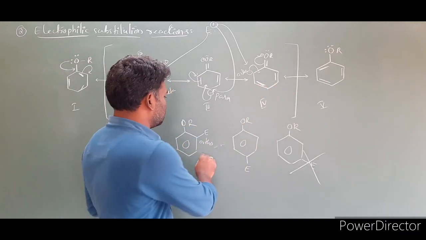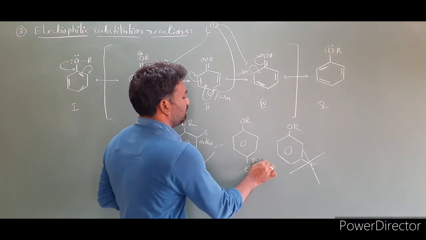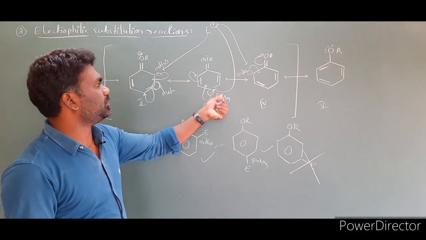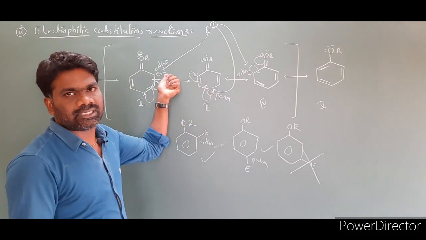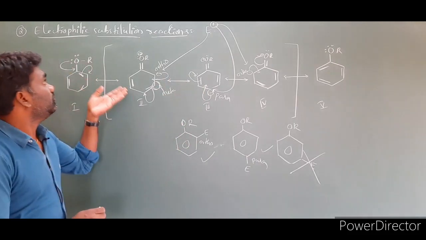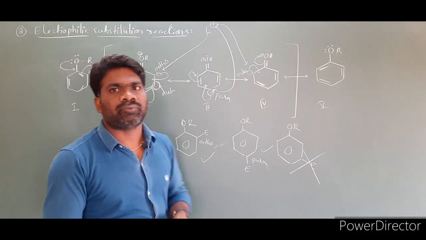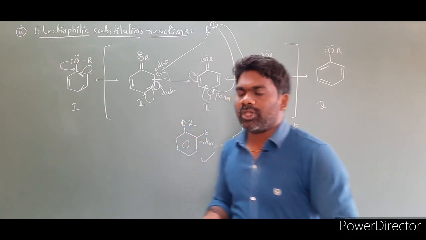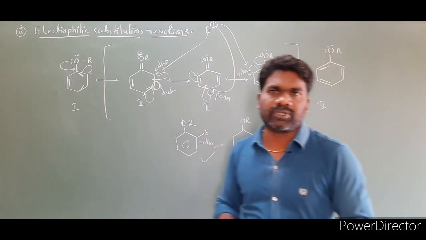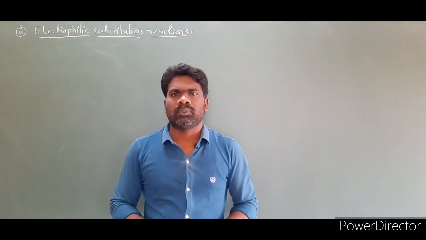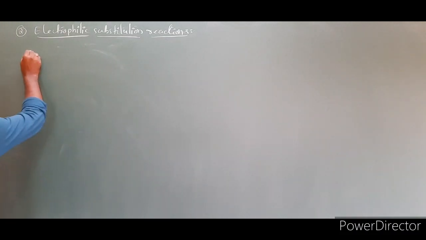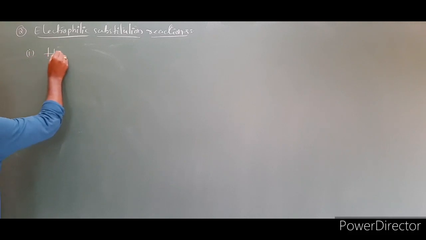Why is the ortho product formed? Why is the para product formed? Because at the ortho and para positions there is a high electron density, nothing but negative charges developed in resonance. So we have some electrophilic substitution reactions. While discussing them, you have to write the product at only ortho and para positions. We have to discuss it one by one. Electrophilic substitution reactions, first one is halogenation.